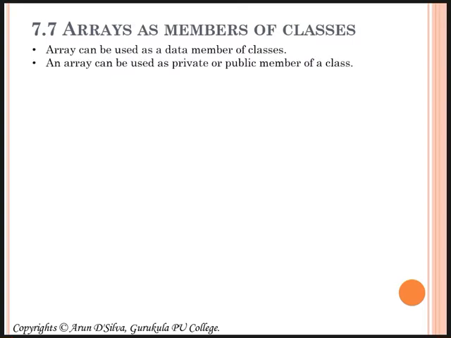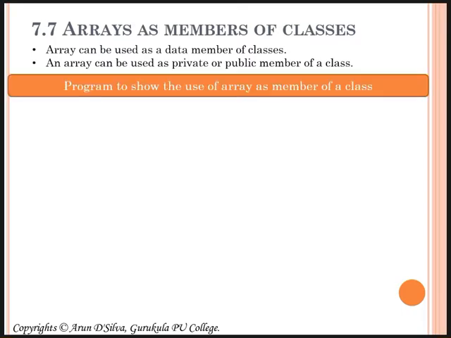An array can be used as a private or a public member of a class, as well as protected also. There is no problem. It is in the user's hand. If you use it as public, then you can use it anywhere in the program. If you use it as private, then it is limited to only that class. So let me show you the use of array as a member of class.